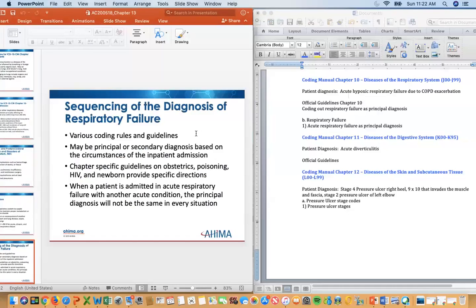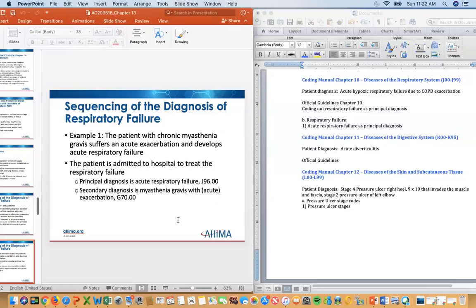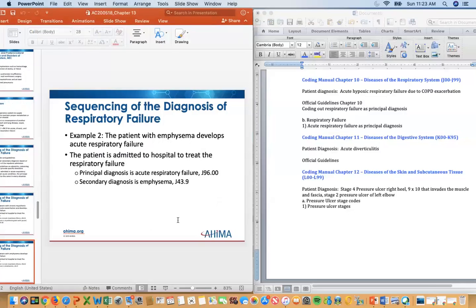Sequencing of the diagnosis of respiratory failure, which may hit you with the diagnosis that we are working on. Various coding rules and guidelines may make it principal or secondary based on the circumstances of the inpatient admission. Chapter-specific guidelines follow for obstetrics, poisoning, HIV, and newborn. When a patient is admitted in acute respiratory failure with another acute condition, the principal diagnosis will not be the same in every situation. So there we go.